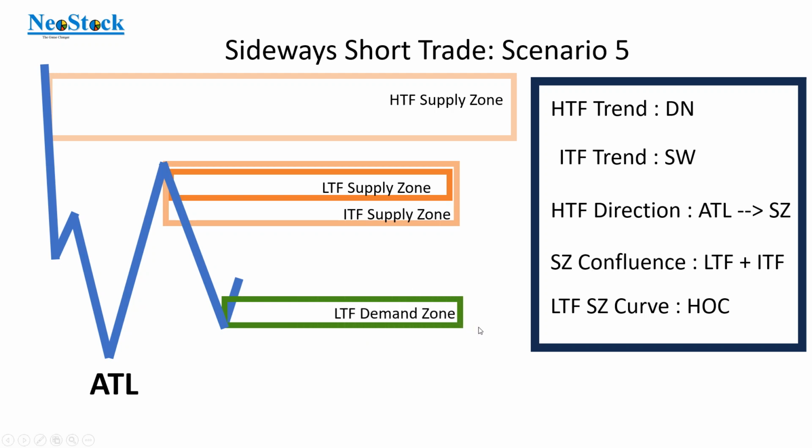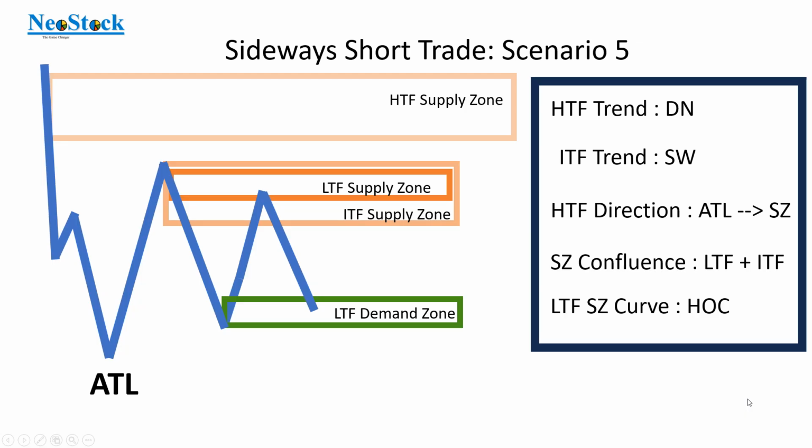Assume here you have an LTF demand zone. So this should be the target. Let us assume prices reach the LTF supply zone. Now you can plan a short trade and target should be until the LTF demand zone, when all these conditions are satisfied. So these are the 5 scenarios you can plan your short trade setups for any income trade. Depending on the income trade, your LTF, ITF, HTF zones will be changing, but the rules are same.